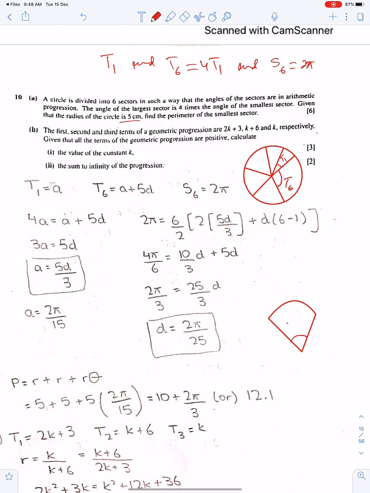Let's suppose this is the smallest sector with angle T1. This is R, and this is the arc length. You know the formula of arc length is R theta, sorry, R T1 in this case. So the radius is given as 5 and R theta is here, so we can easily get the perimeter, which has an exact value of 10 plus 2 pi upon 3, and in decimal 12.1.